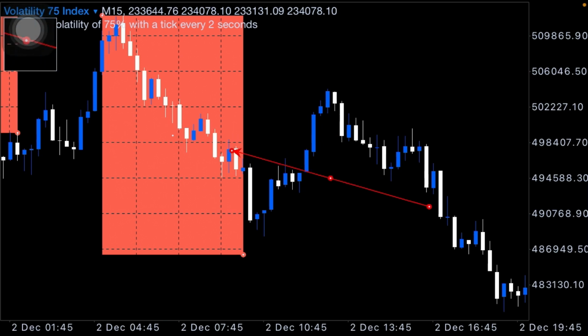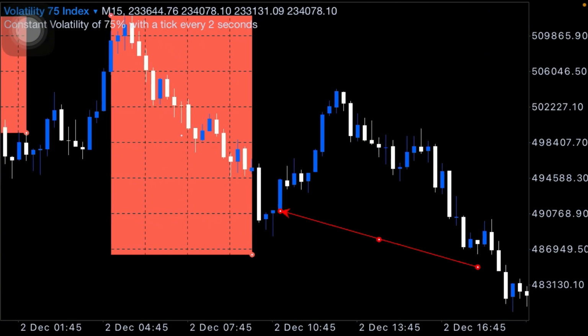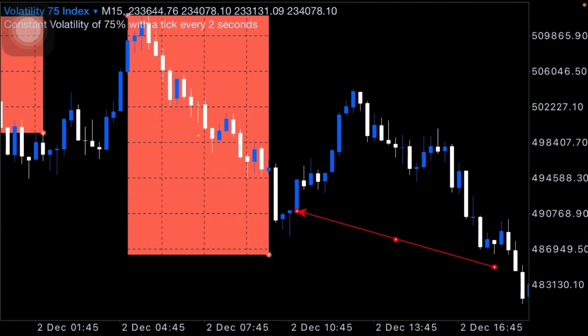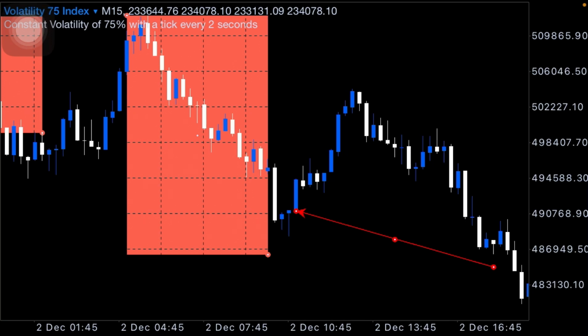So after identifying, you can see so many order blocks. 1, 2, 3. But how do you know which one will be the best for this setup? Wait till the end when I show you the most profitable or higher probability order block that will make the move. I'll show you at the end of the video.